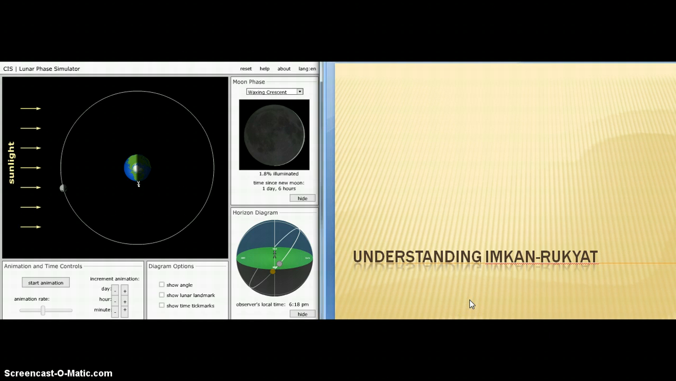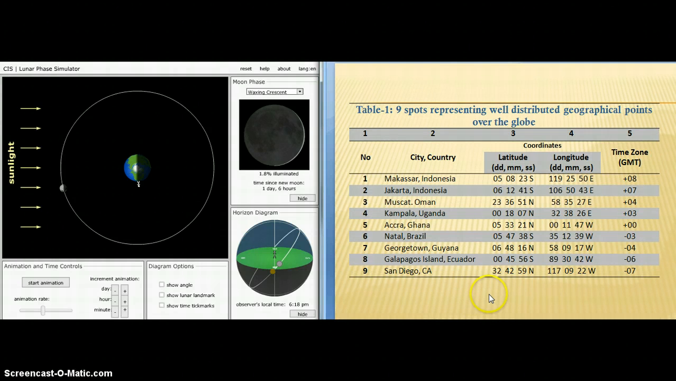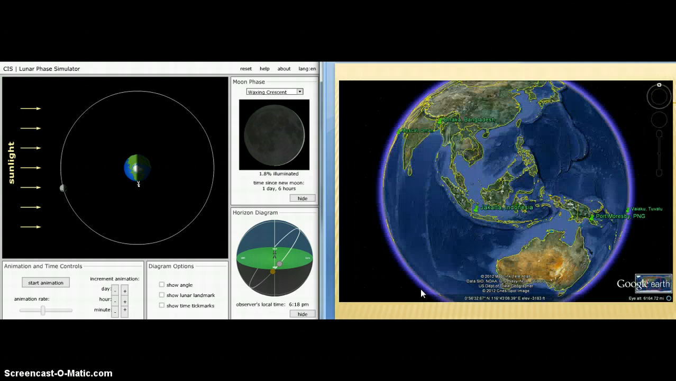As a case study, we will analyze the astronomical data for the transition from Sha'ban to Ramadan 1433 in July this year. We have selected cities whereby the crescent's altitude will be positive at the sunsets of 19 July 2012, as shown in Table 1. The geographical position of all these 9 points can be seen on the Google Earth map.